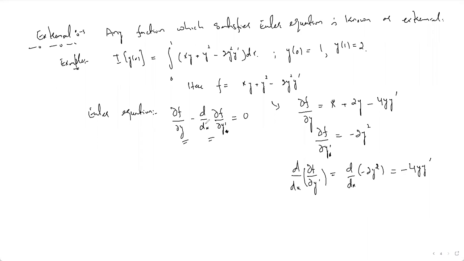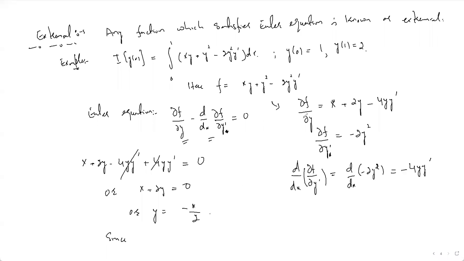So let us substitute these values in this particular Euler equation. We will see whether it will satisfy these conditions or not. What could be the first part? It was x plus 2y minus 4y y prime, minus into minus will become plus 4y y prime, will be equal to 0. So now this part and this will cancel, it will be x plus 2y equal to 0, or simply y will be equal to minus x by 2.